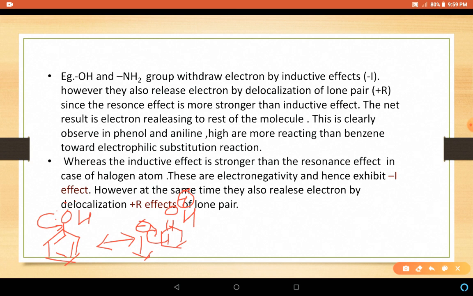This OH has a lone pair and shows a positive resonance effect because it is an electron donating group. The inductive effect is stronger than the resonance effect in the case of a halogen atom, because the halogen atom is electronegative and shows electron withdrawing behavior. That's why it shows a negative resonance effect.